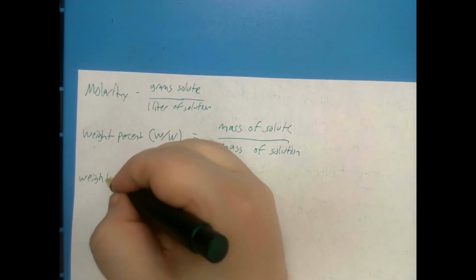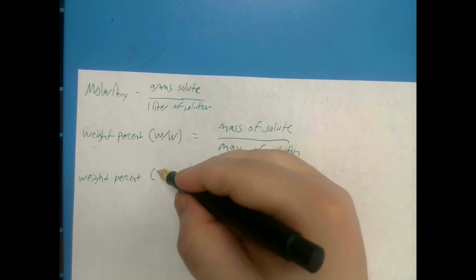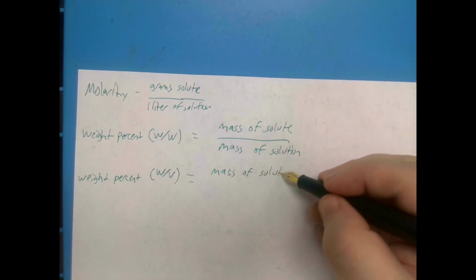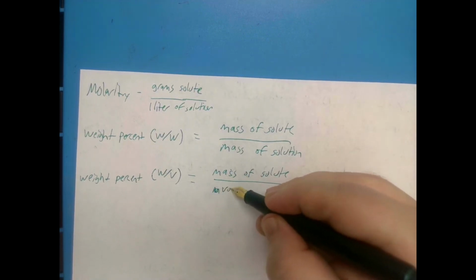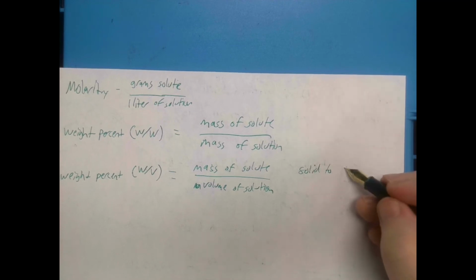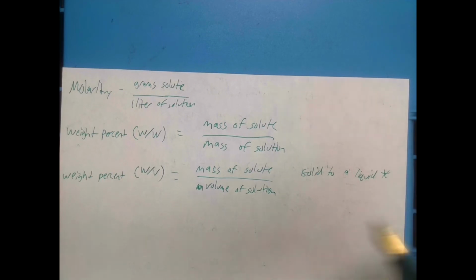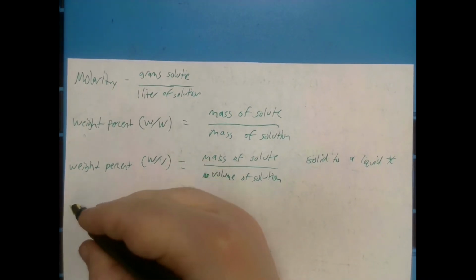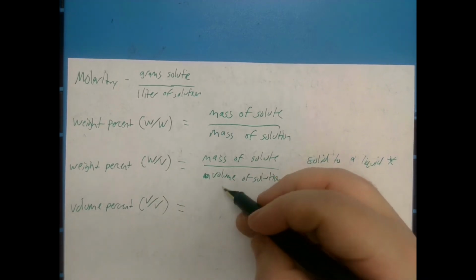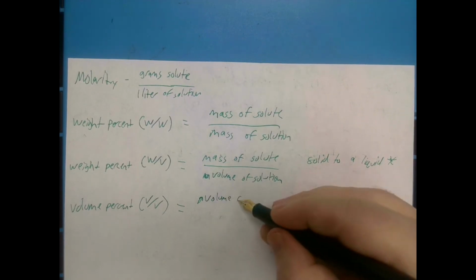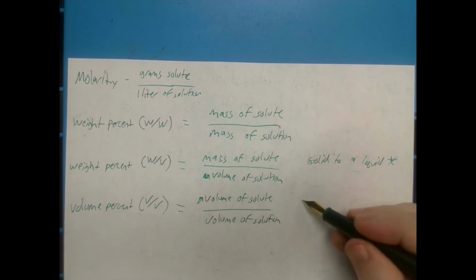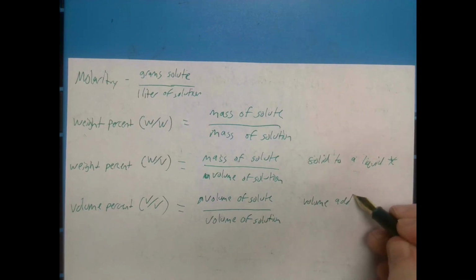We also have another weight percent. I don't like the fact they use the word weight. It should be mass, which is weight per volume, which is mass of solute per volume of solution. And this is usually how it's expressed if you're adding a solid to a liquid. This is usually what you'd see if the solute is a solid. And volume percent, which is volume per volume, which would be volume of solute per volume of solution, which is usually how they report a liquid added to another liquid.